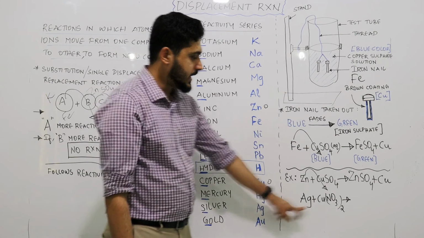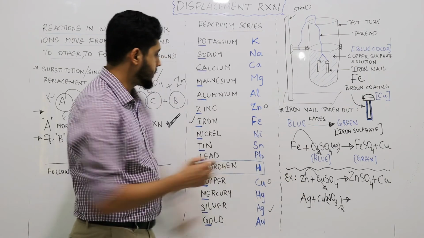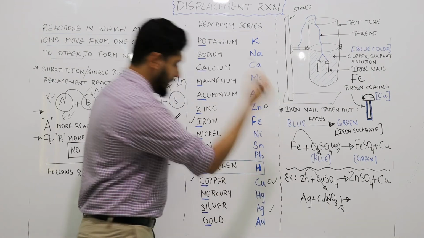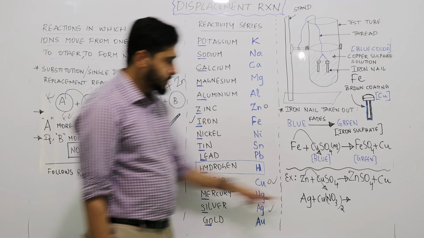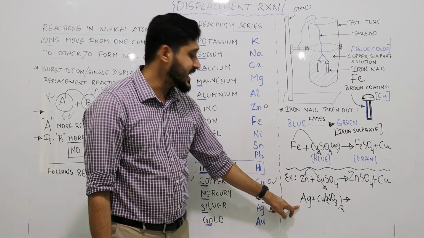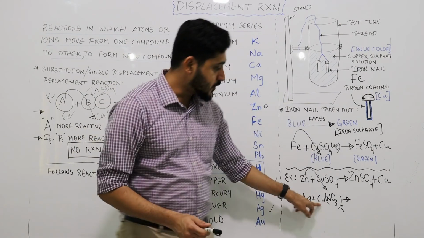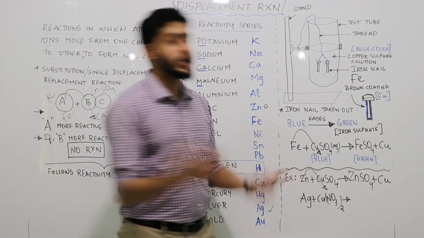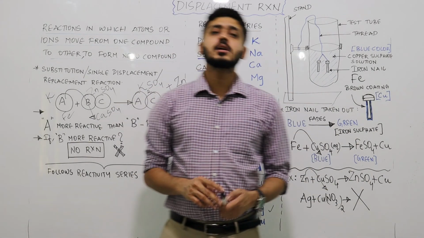Here you tell me, Ag and CuSO4. Where is Ag? Yeah, silver is over here. Copper is over here. Now tell me, copper is above and silver is below. That means silver is less reactive than copper. Now, copper is more reactive than silver, so will the reaction take place? No reaction takes place. So, your reaction won't be taking place.